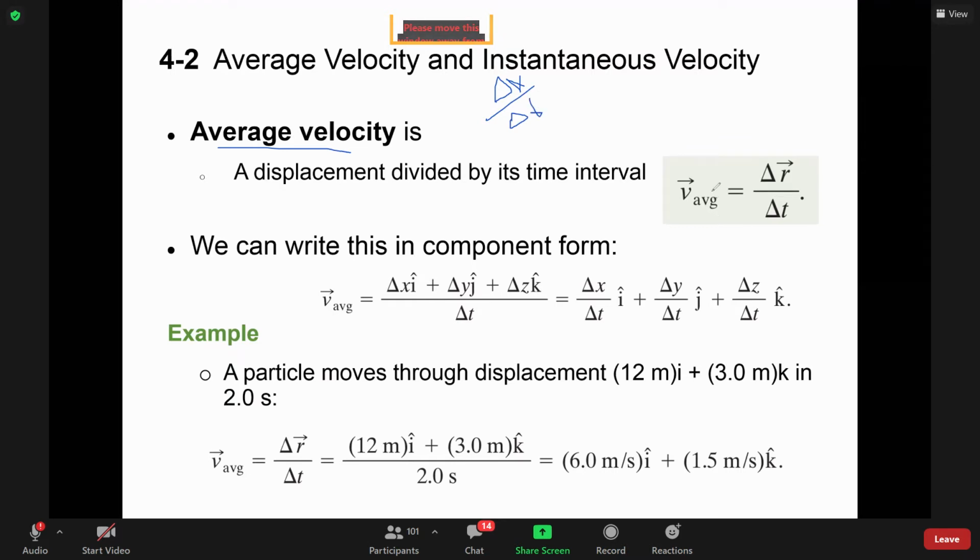The v average, of course, notice here the arrow. Yes, it says a vector quantity, so I need the arrow. It is now delta x, but delta x in 3 dimensions, it's delta r. It's the change in position between 2 locations, one is final and the other one is initial: r final minus r initial.